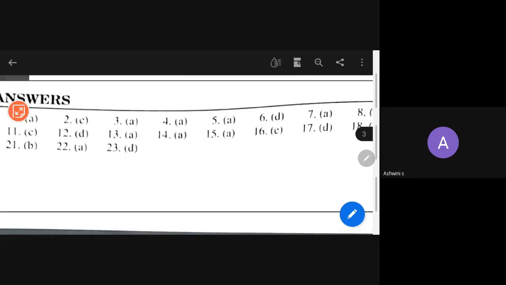So for the 15th question, the answer is A.